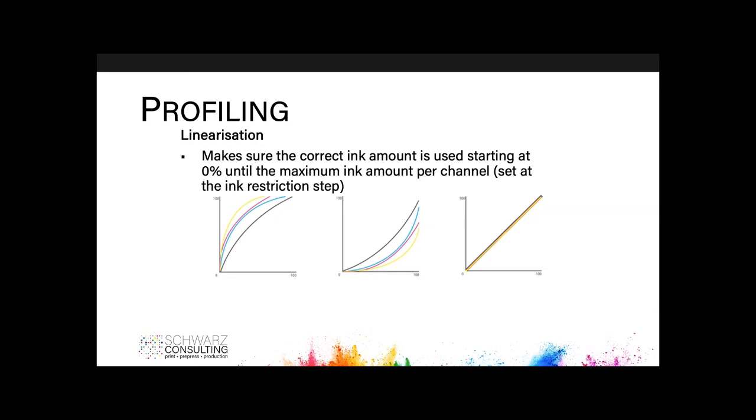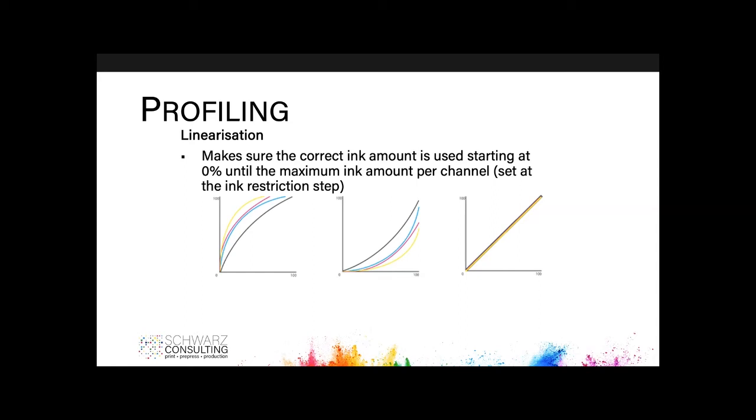profiling, and one part is the linearization, because in most of the cases, if something is wrong with colors at a printer, there's something wrong with the linearization. So what is the linearization? We want our printer to print linear. That means that if we say we want to have 50% cyan, for example, that we get 50% cyan on the media. So the right picture is what we want, what we need, what is important.